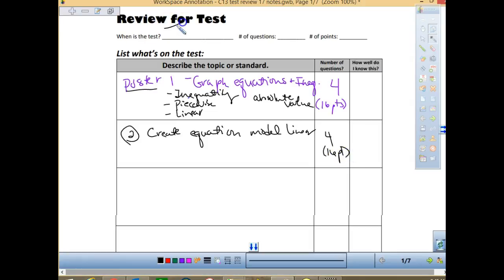So the test is Tuesday. I sent an email to you and your parents about all the things you could have studied this week. I went to Quizlet, the online quizzes on Pearson, going back over and reading through your notes and studying those. There is a total of 14 questions and a total of 60 points.